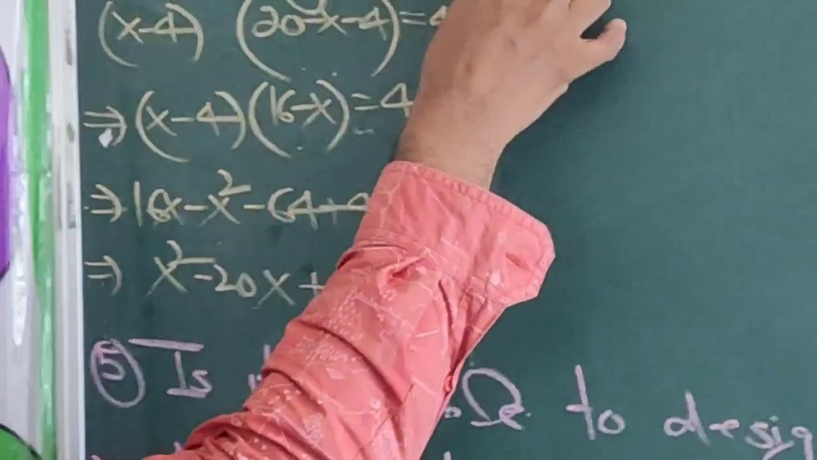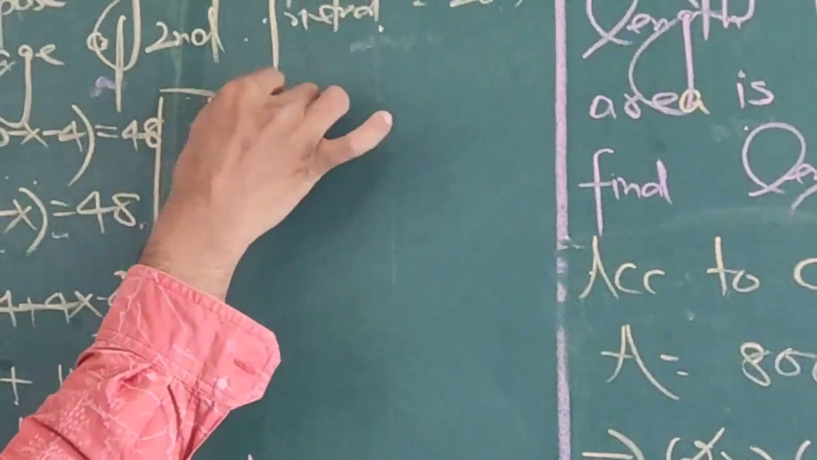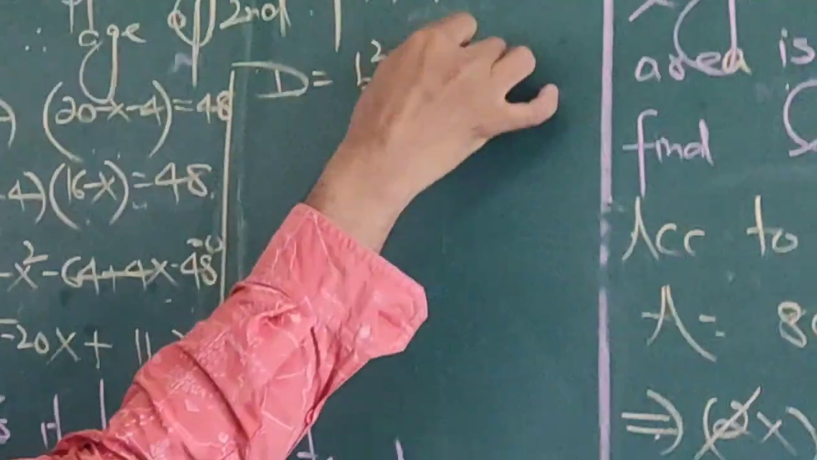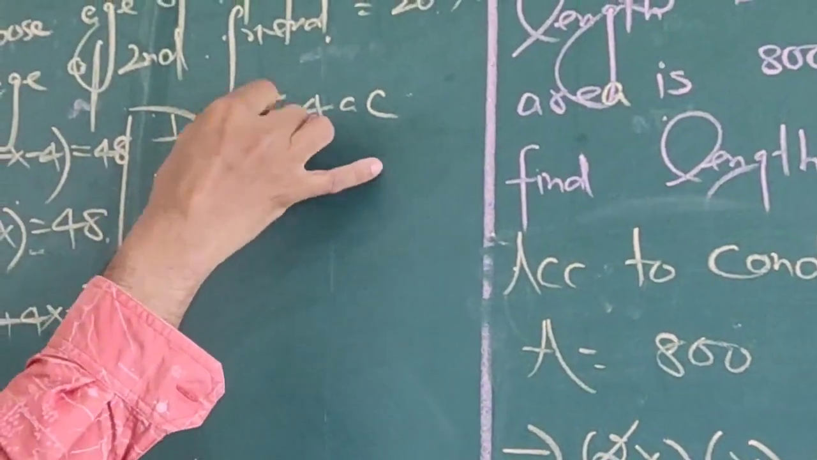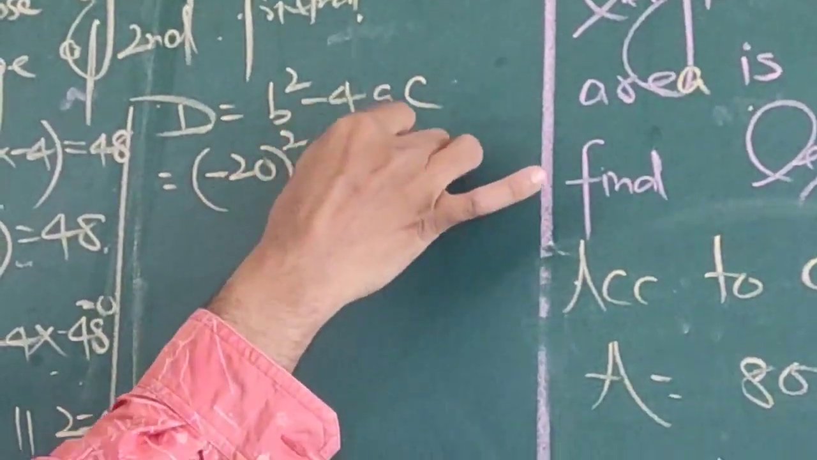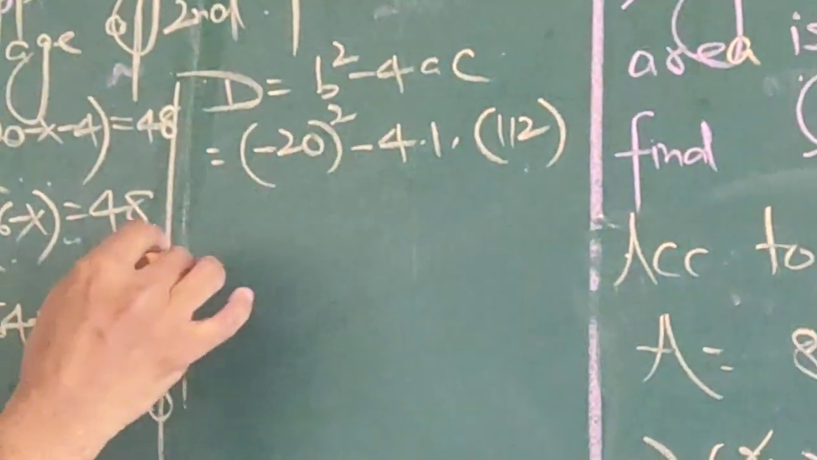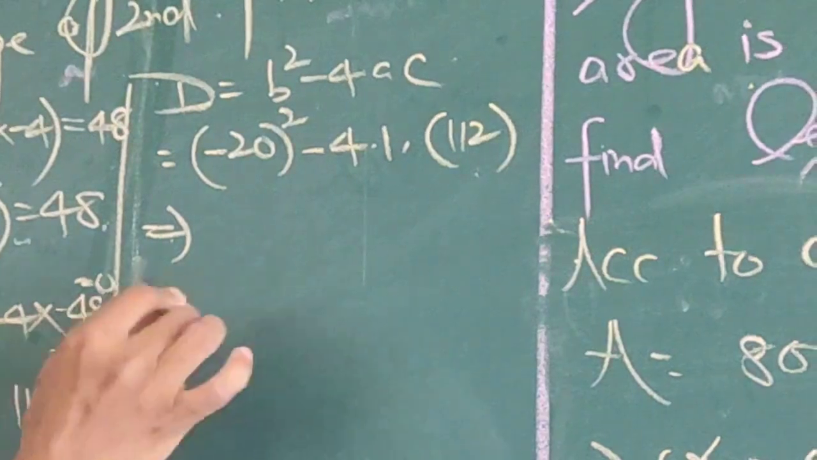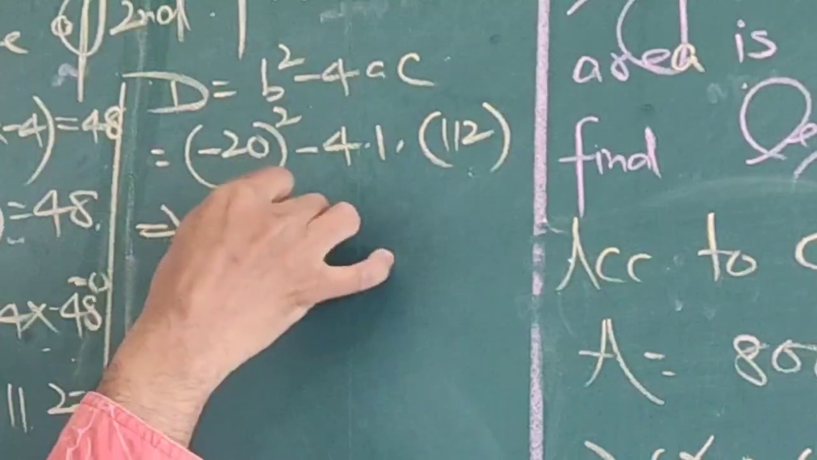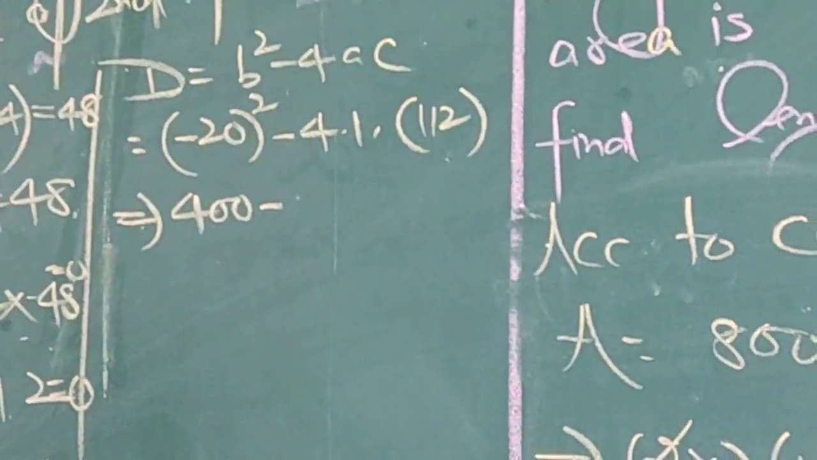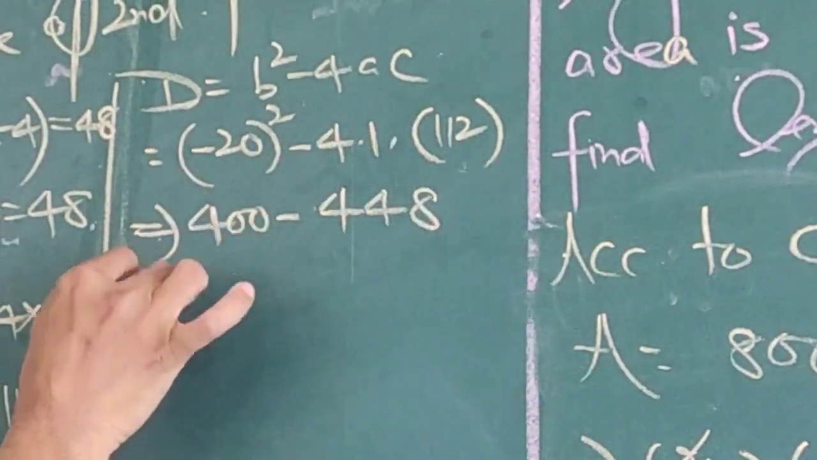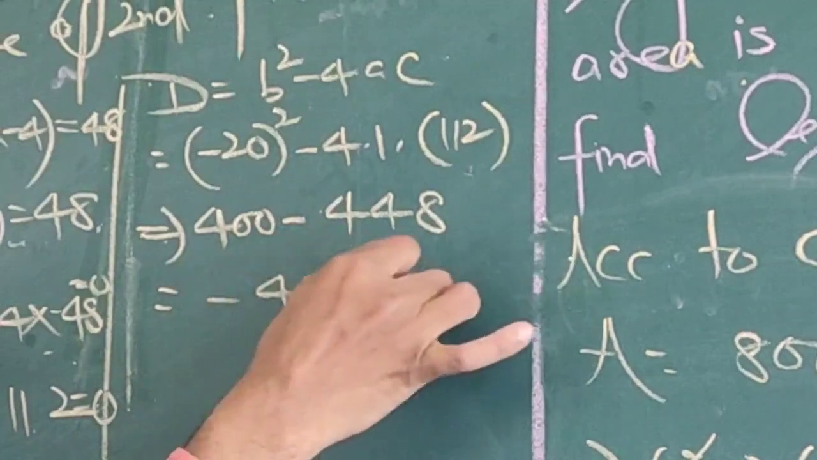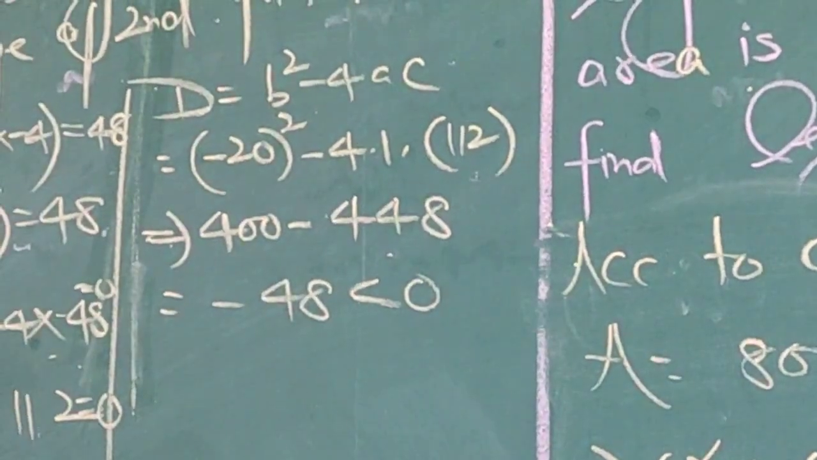Now first of all we find its discriminant, and discriminant is equal to b square minus 4ac, and this is equal to minus 20 square minus 4 times 1 times 112. This implies 400 minus, multiplying 4 by 112 we get 448, and which is equal to minus 48. And we see here D is negative.